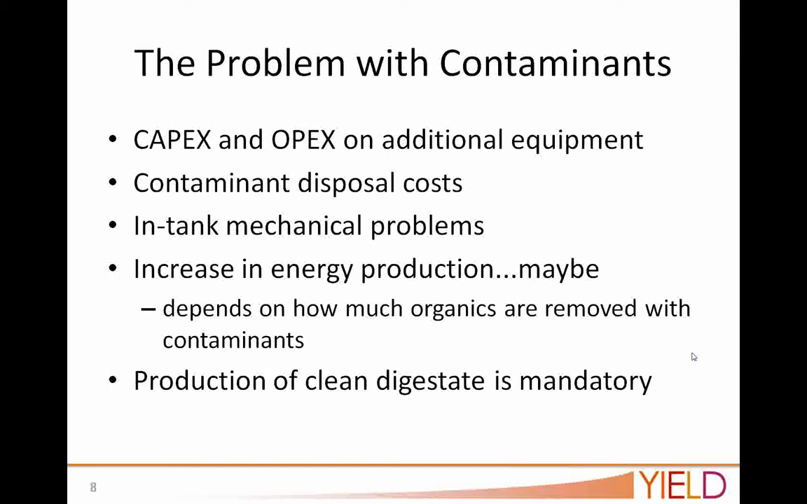And so what do we have to think about? Well, in designing a system, we have to think about what is the capital cost of this equipment, what is the operating cost of this equipment, as opposed to a facility that would just take clean organic waste. You have to think about your contaminant disposal costs. You have to think about your intake mechanical problems. You think, well, maybe by taking in physically contaminated waste, I may have an increase in energy production. Well, that may or may not be the case.